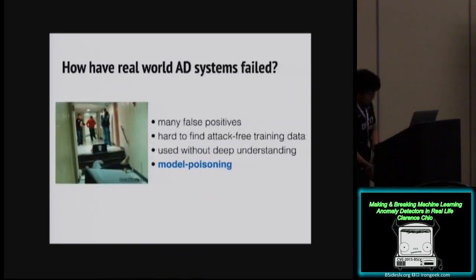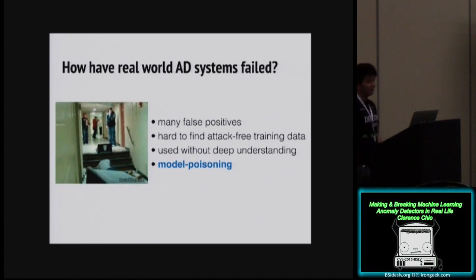So how have real-world anomaly detection systems failed? There are so many false positives. It's hard to find attack-free training data. It's hard to get any data at all, actually. And it's used without deep understanding. When people think about machine learning and security, they think, okay, maybe I'll just start out with a bunch of data from my web servers, from my event logs, and then I'll use maybe SciPy or scikit-learn to create a prototype.